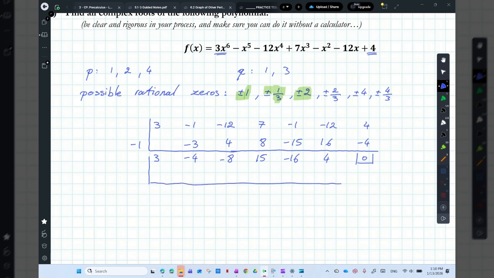So now I'm going to use 2. So I'll have 3, 6, 2, 4, -4, -8, 7, 14, -2, -4, and then 0. And I keep going.